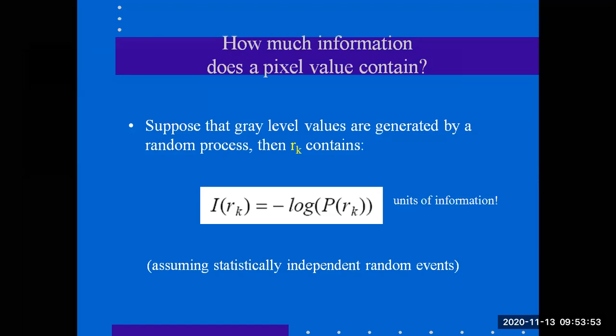So consider the intensity level as data, and information is our requirement, which is carried by that intensity level. If you want to know how much information is incorporated in that intensity level or data, you simply use this expression: I of r_k equals minus log of P of r_k. With this expression, we can calculate the information of any intensity level or any data.